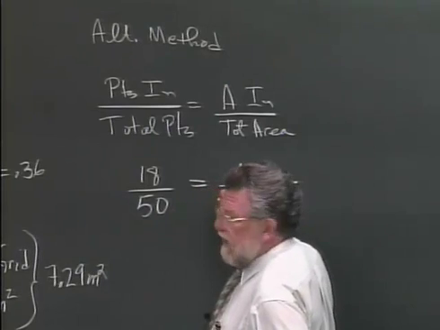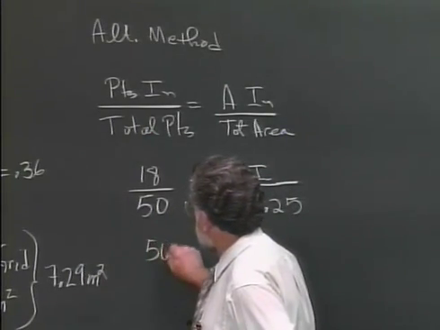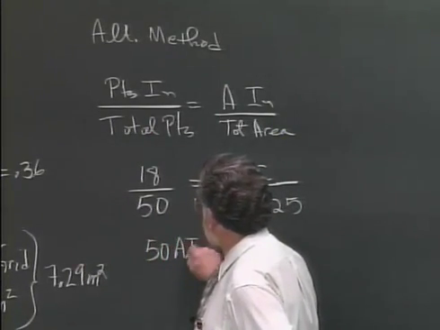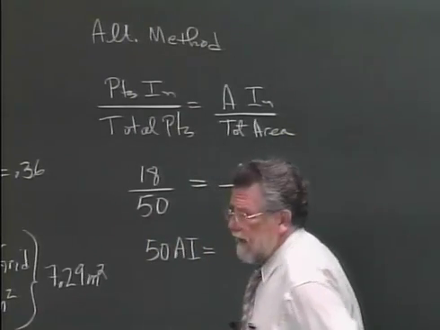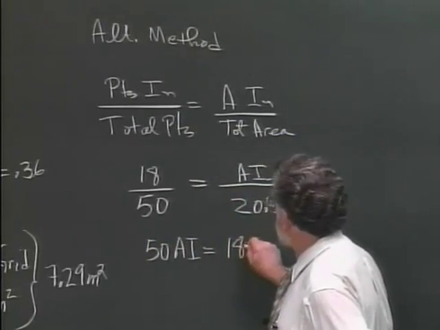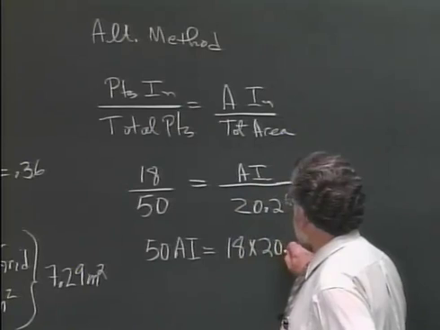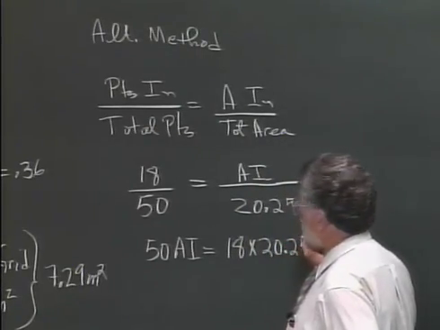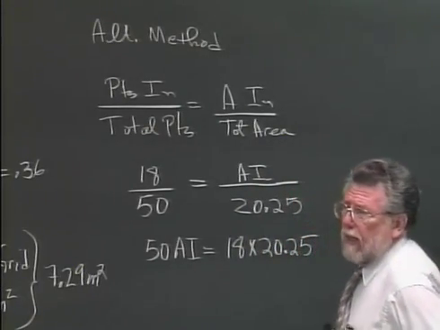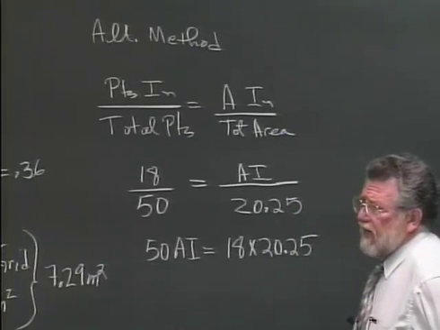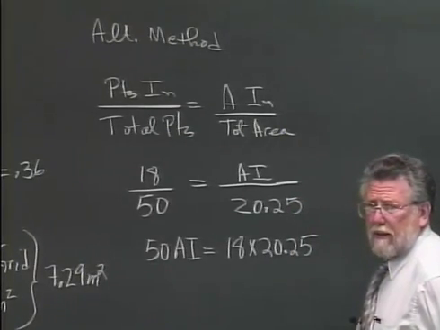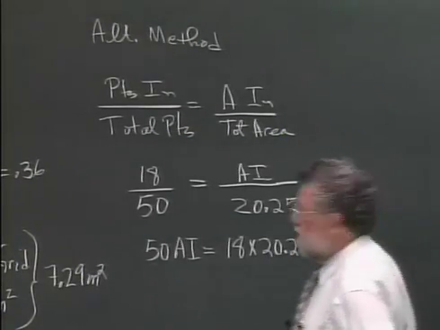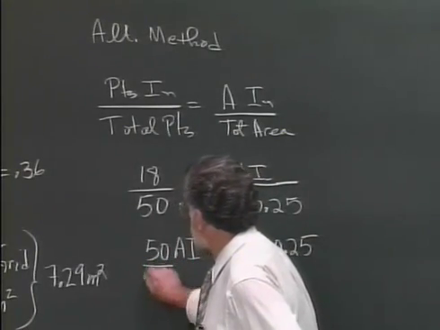50 times AI is going to equal 18 times, and again, please understand, I'm leaving the units out for the moment, just to make this a little bit more readable. And I want AI. I don't want 50 AI. So what do I divide by? 50. Get rid of that.